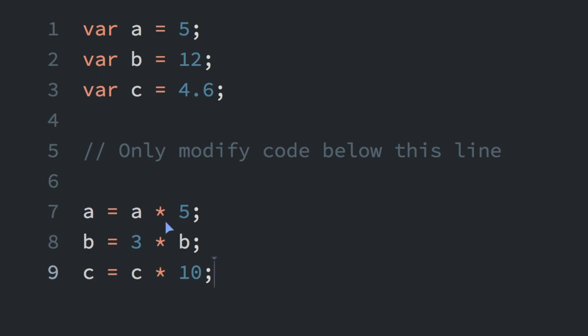Here we have a equals a times 5. Well, we can do the same thing as before. We can shorten this to a times equals 5. So that means the same thing. Here, we can do a times equals 3. And then c equals c times 10. We can shorten this to c times equals 10. And that's another shortcut for JavaScript.